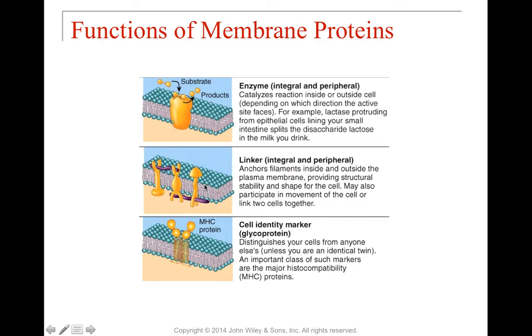Another type of membrane protein here is a linker protein. Here we have an integral one or a peripheral one. They can either be all the way through or they can be on the outside, but basically these are going to be anchors. It's going to help with the scaffolding. They're generally going to connect to the inside as well as to the extracellular matrix, and that's going to help provide structural stability for the cell and also help it maintain its shape.